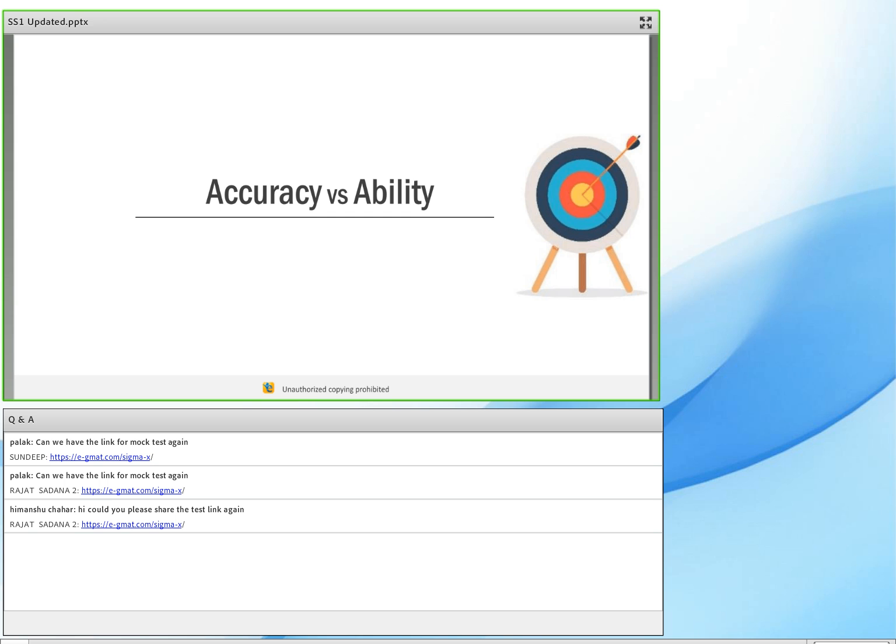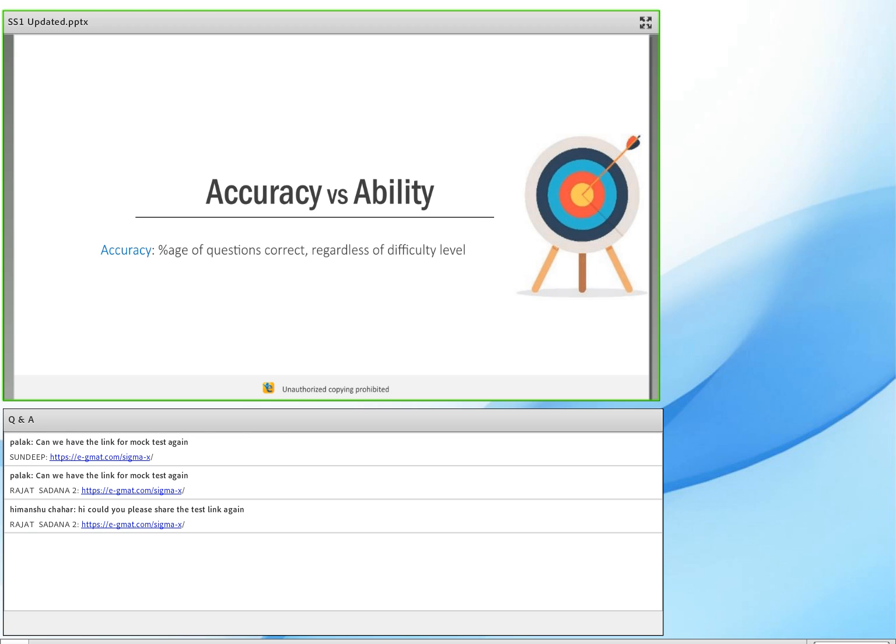So what I'm going to do is tell you how a computer adaptive test works, because even when people are aware that the GMAT is a computer adaptive test, very few people understand how it works, or are able to draw inferences from it.